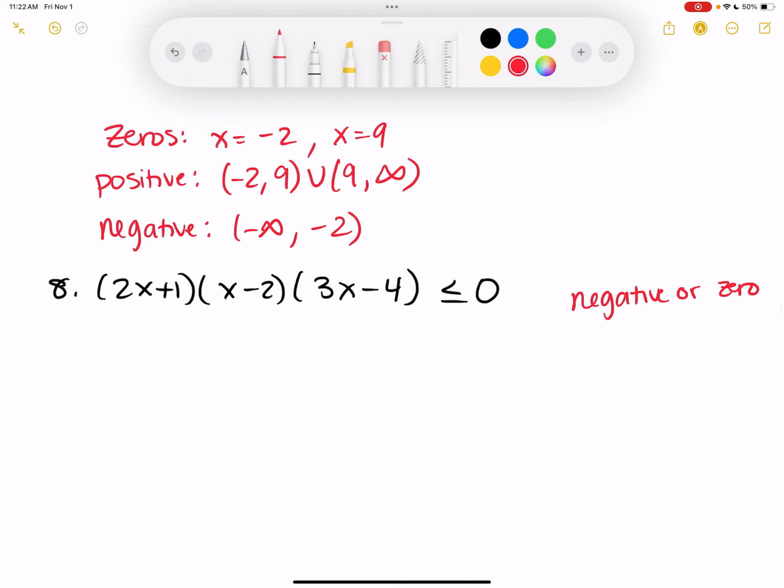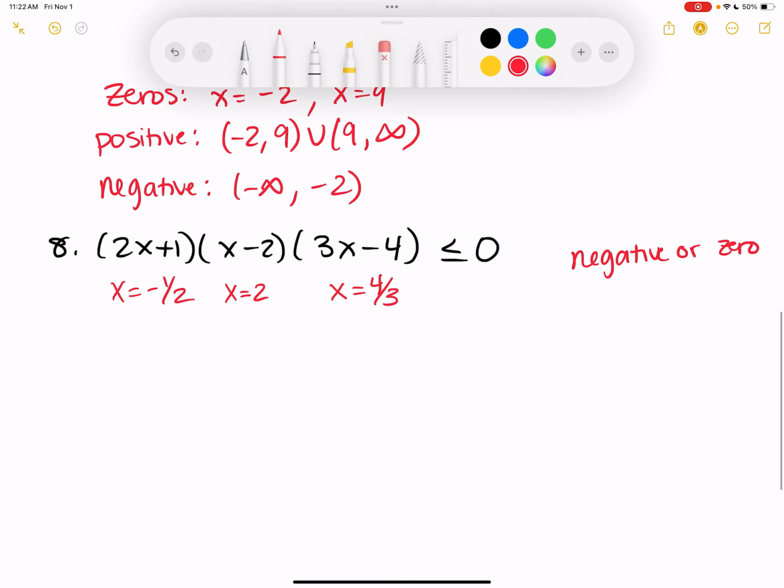So, what are my zeros? Yep. So those are the zeros. So I set up my sign chart. So negative 1/2, 4/3, and 2, and obviously make sure that they're in numerical order when you do it.